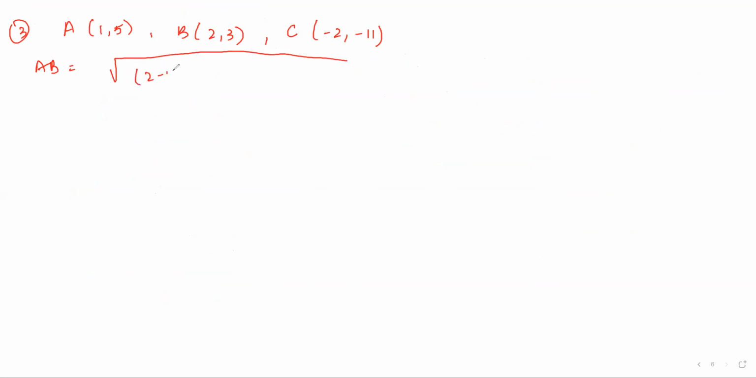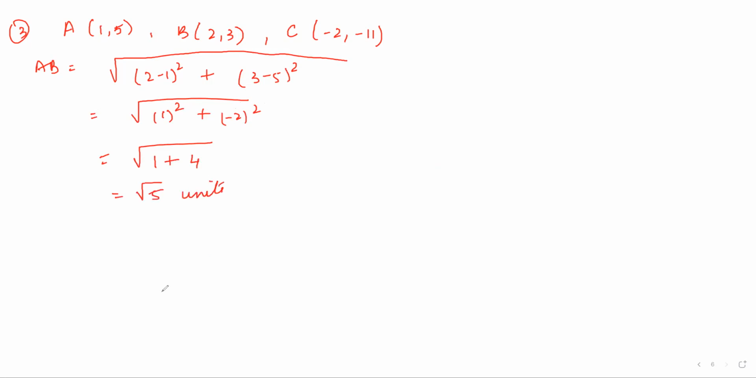So I'm naming some points. A is 1 and 5, and B is 2 and 3, and C is -2 and -11, right? So quickly find AB. Write the formula first of all, x2 minus x1, that is 2 minus 1 whole square plus y2 minus y1, 3 minus 5 whole square, right? So this is 1 whole square plus 3 minus 5, which means minus 2 whole square. So this is 1 plus 4. This is under root of 5 units, right?